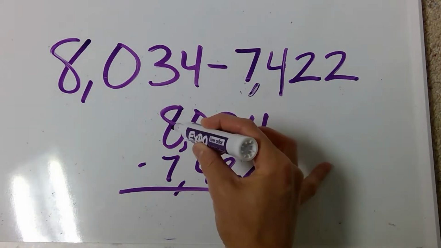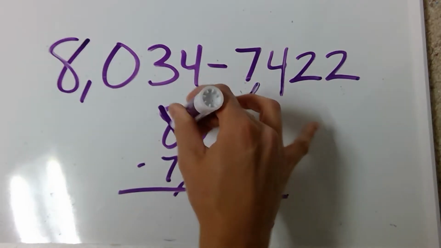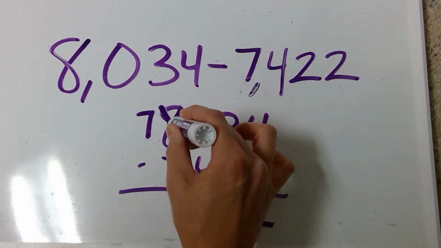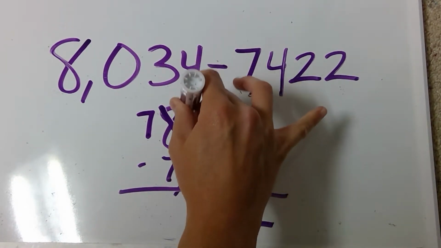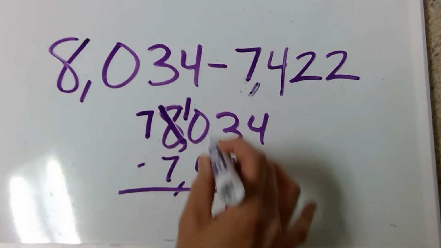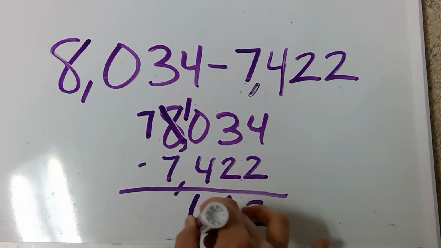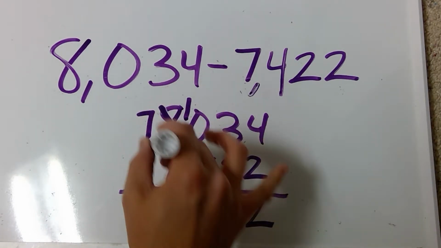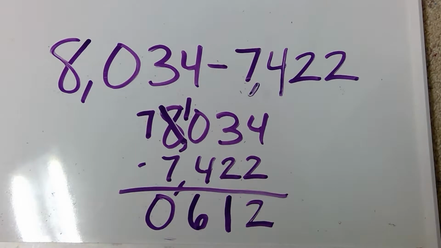So again, I have to borrow from the 8. And the 8 is going to become a 7. I'm just going to take 1 from the 8. I'm going to take that 1 and put it on the 0. And now this 0 really becomes 10. Then 10 minus 4 is 6. 7 minus 7 is 0. So our answer is 612.